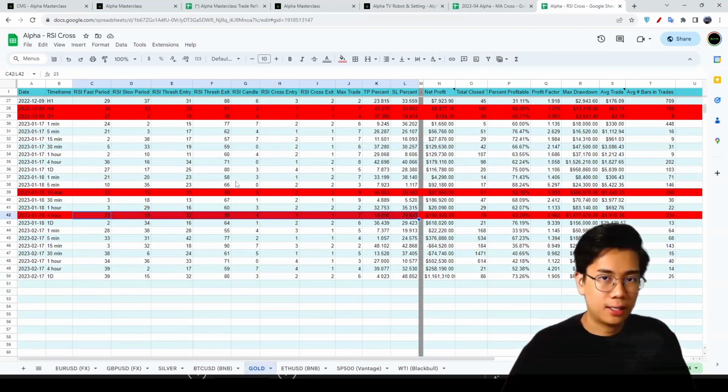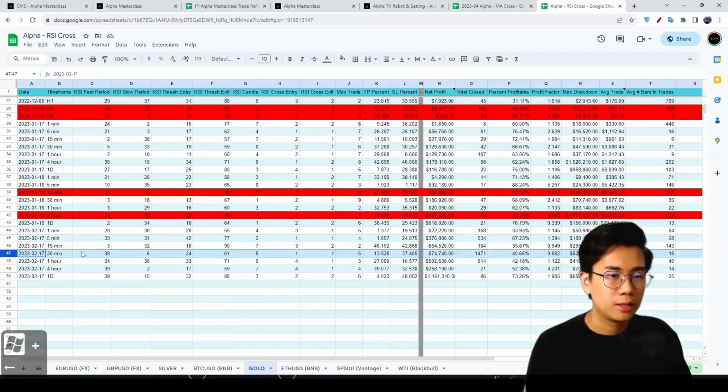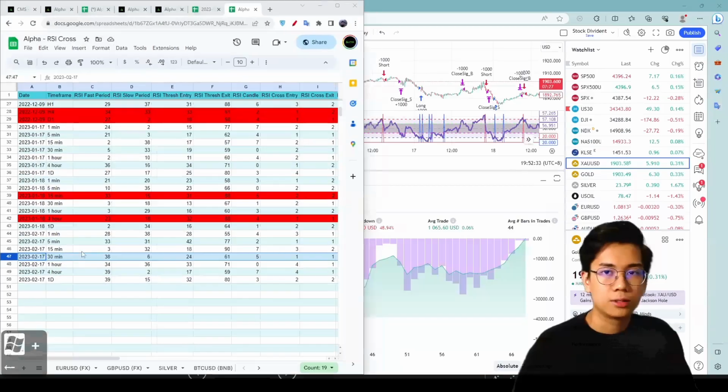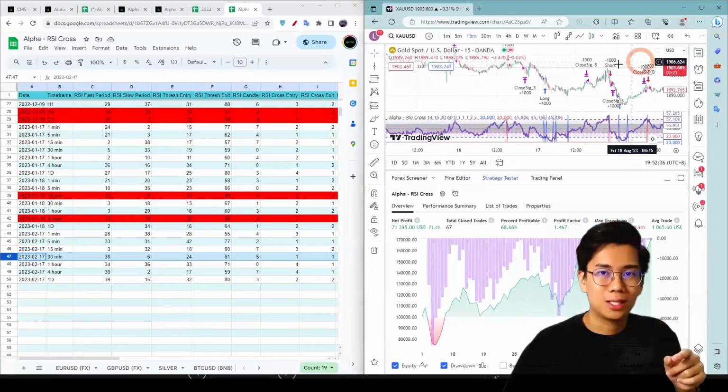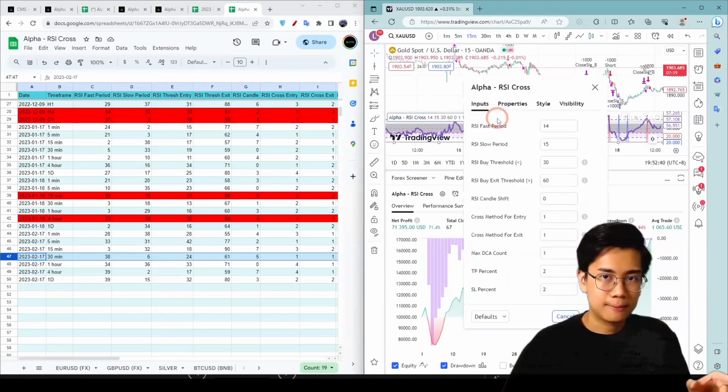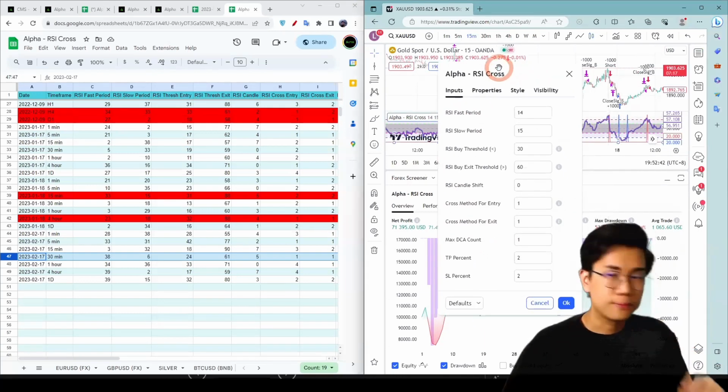Let's say that right now we would like to be trading on the 30-minute time frame. So I just need to key in the password into the market. I click on these settings. I key in the password right now.